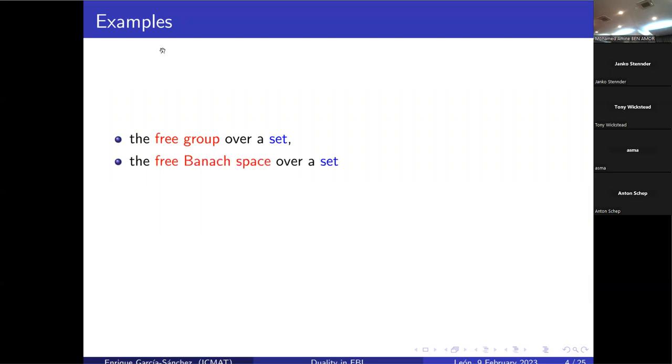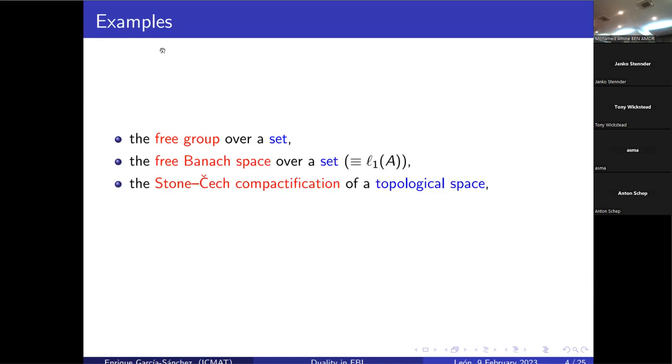Another example is the free Banach space over a set. This is L1 of this set in the following sense. If we have a bounded application from a set into a Banach space, then we can extend it linearly to the whole L1 over this set, and we are preserving the norm of this bounded application. We also have the Stone-Čech compactification over a topological space. And in general, completions can be seen as a particular case of free objects.